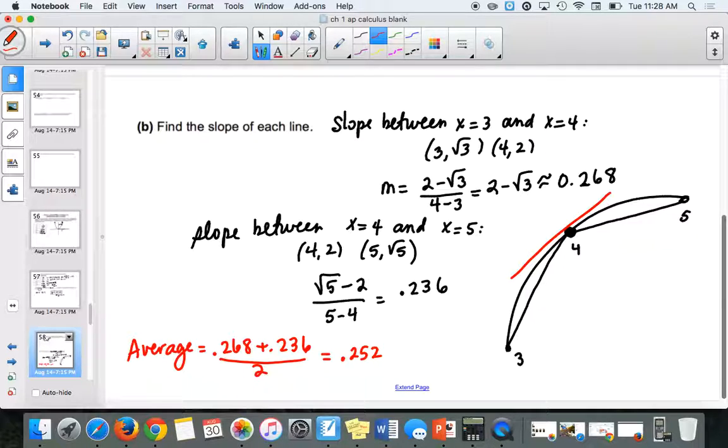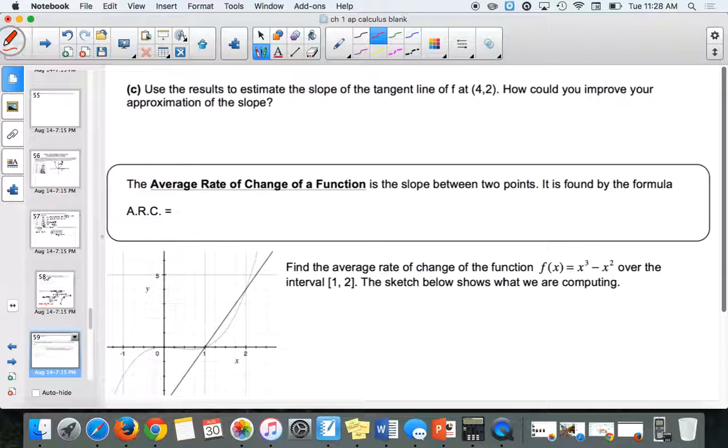Okay? All right, so I guess I did that here. So how could you improve your approximation of the slope? You could move the points even closer together. So use values that are even closer to x equals 4. So we estimated and got 0.252.